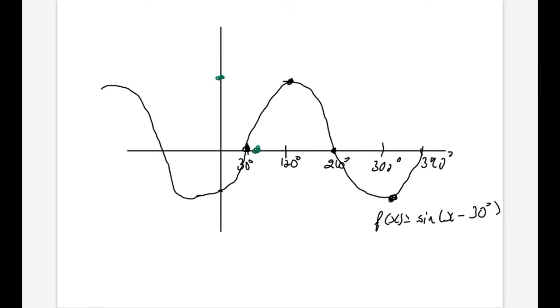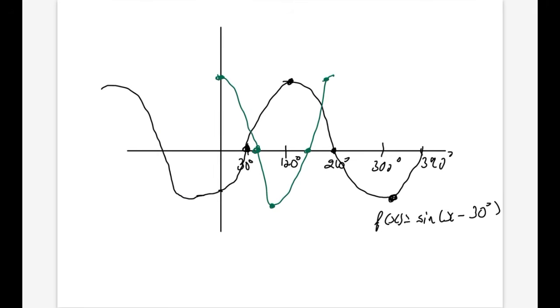Its lowest point, instead of being at 180, would be at half of 180. So it would be at 90. That's somewhere here. It'll cut again. Instead of cutting at 270, it's going to cut at half of 270, which is 135. So somewhere there. And then it repeats itself at 180 instead of 360. Okay, so that's how the graph would look.